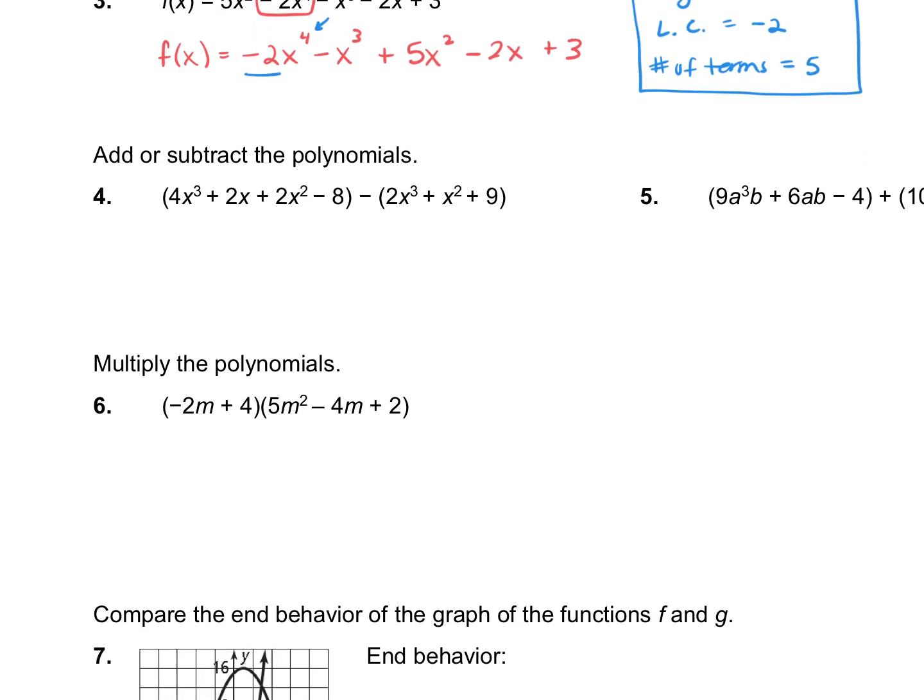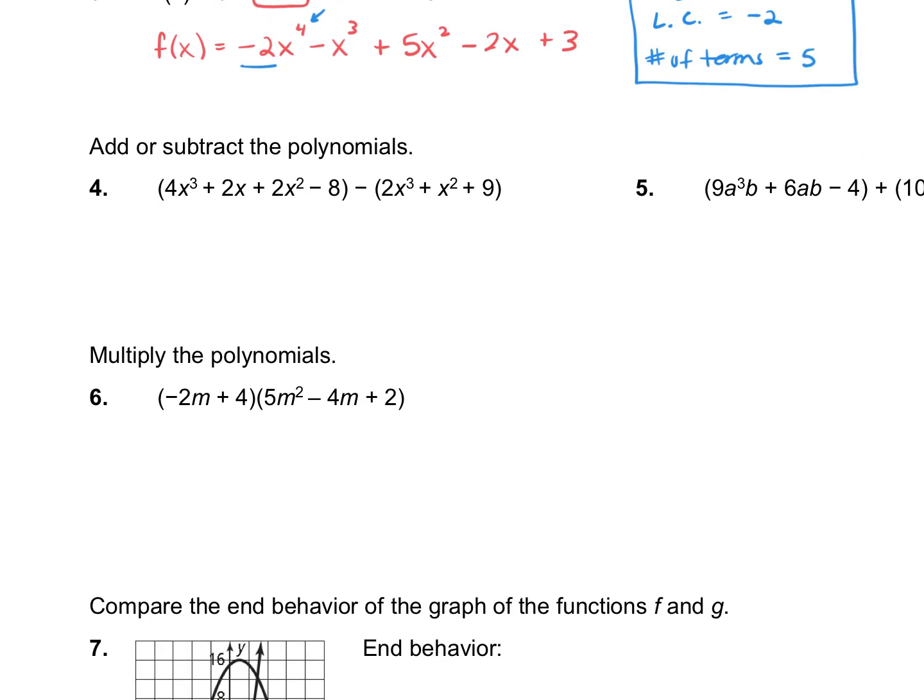All right, number 4 and 5, add or subtract. So subtracting, if you remember we talked about in class, here's where students make the most mistakes. And this had more mistakes than an addition problem on the test. So here's what you got to do. You just need to make this a negative 1 and distribute.